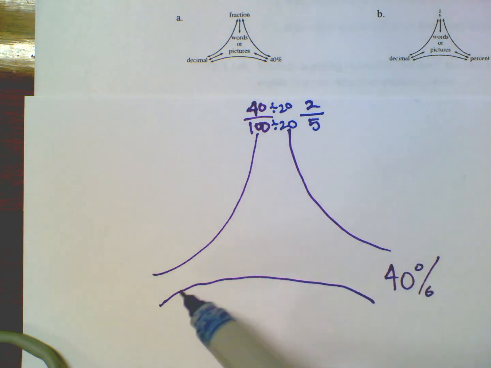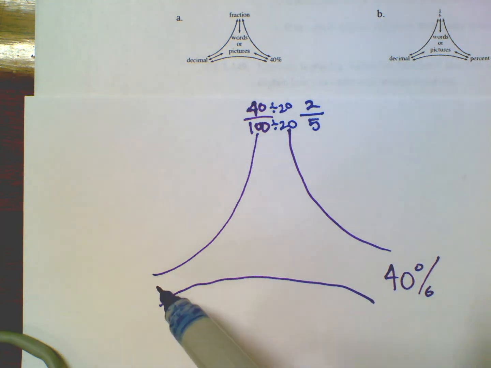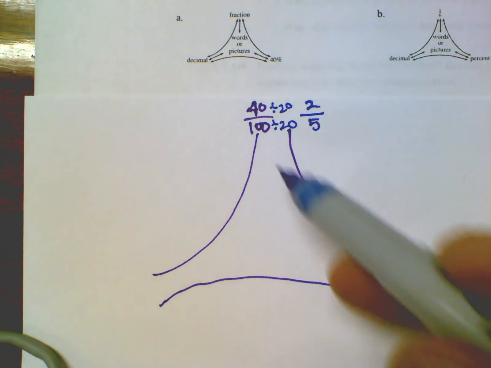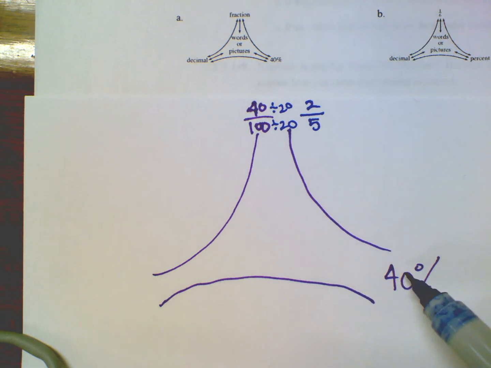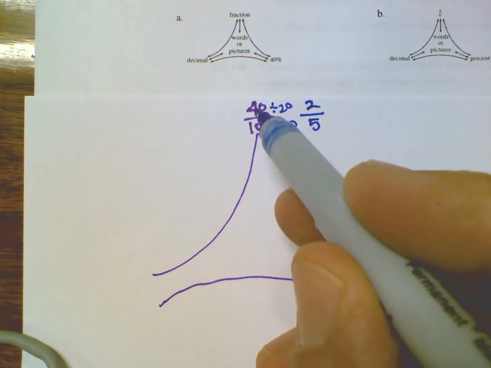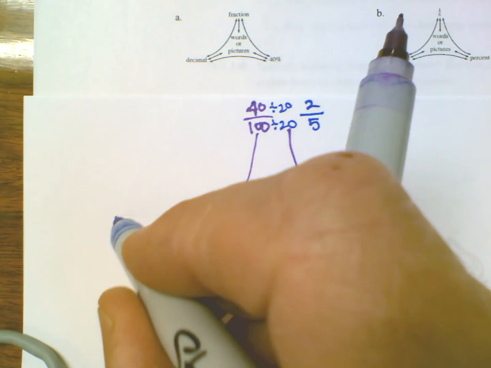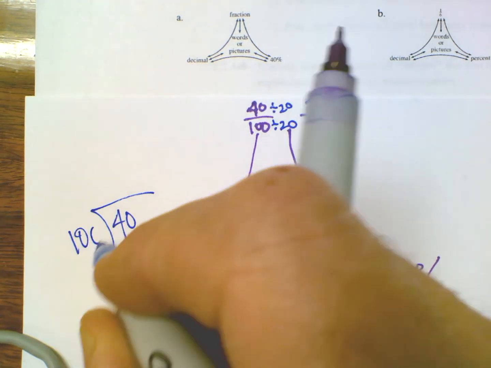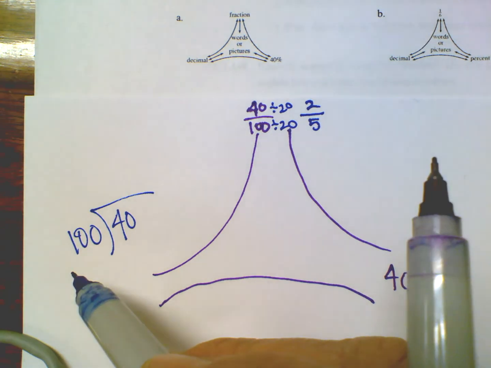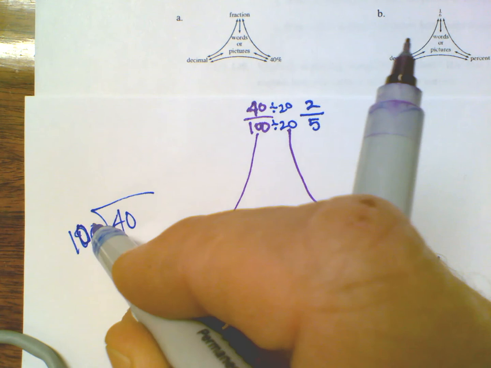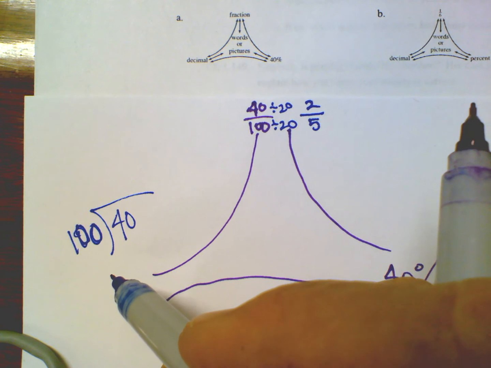That's the fraction version. How do you get the decimal version? Well, going from a percent to decimal, if 40 over 100 is what the fraction version of a percent is, well, what are we really doing? We're dividing by 100. 40 over 100 is taking 40 divided by 100. And if you remember, anytime you divide by 10, 100, 1,000, or 10,000, it's about moving decimal places.